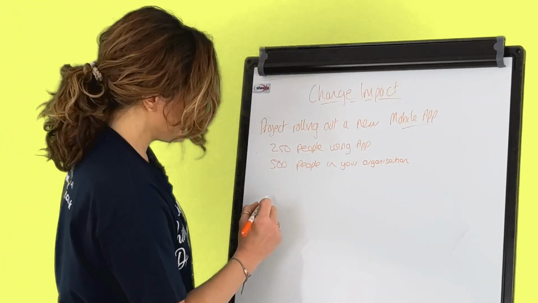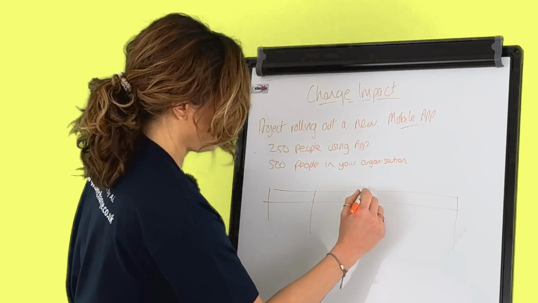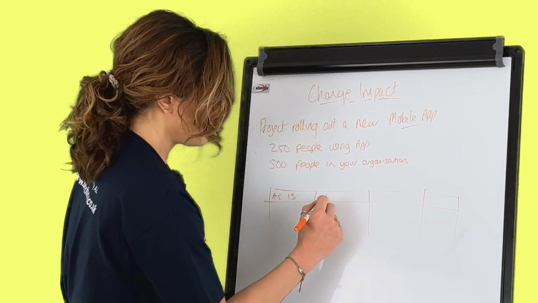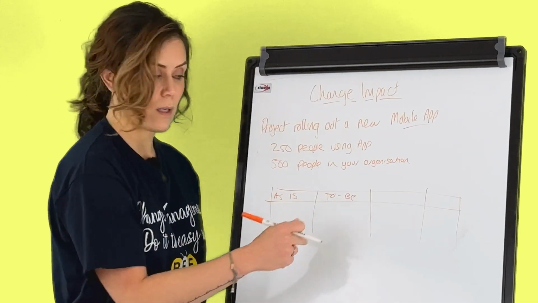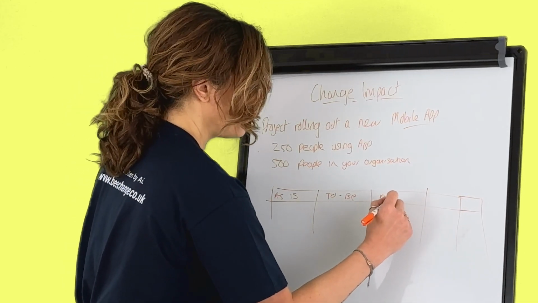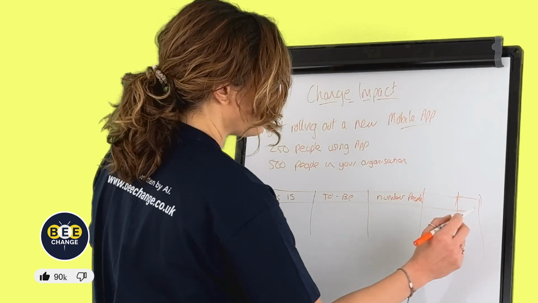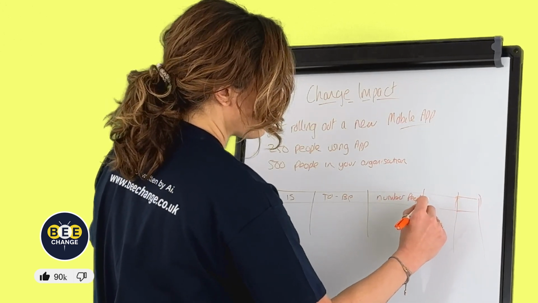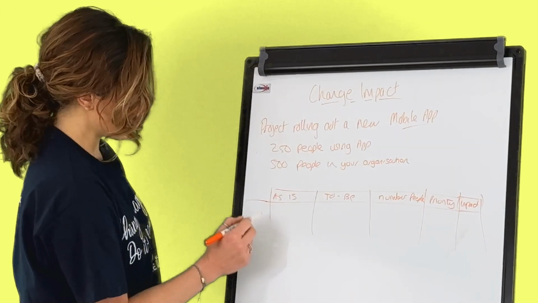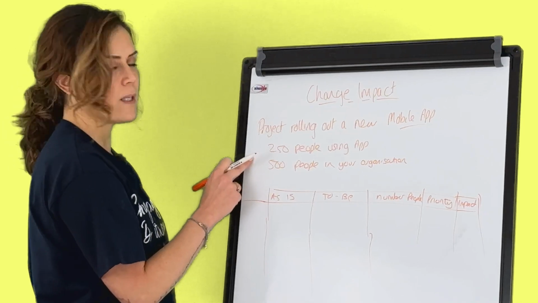What you'd then want to do is understand the as-is, the to-be, so the current and the future, the number of people, and then from that you could ascertain the priority and the impact. So let's imagine that out of these 250 that are going to be using the app, they can be split into different groups.